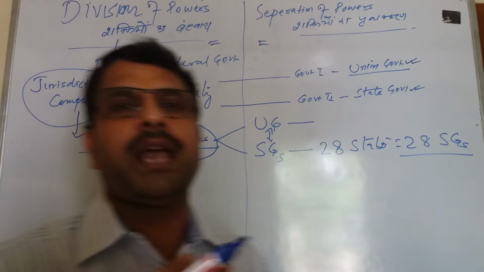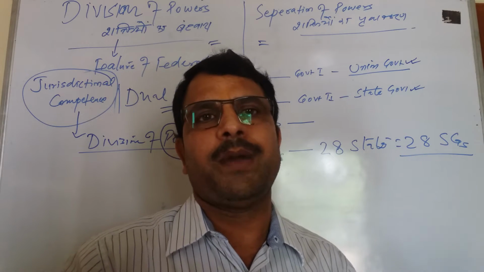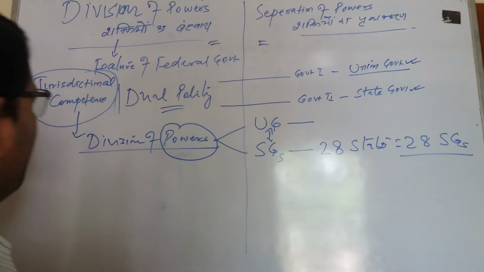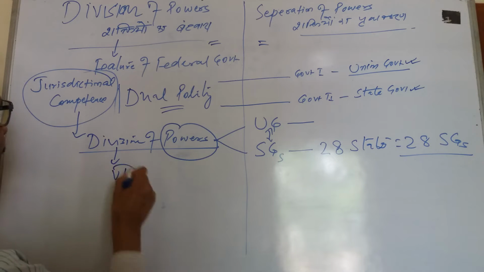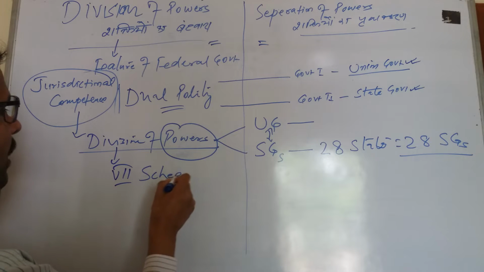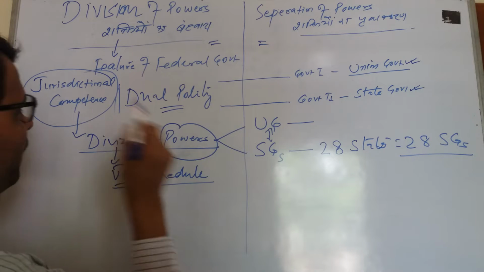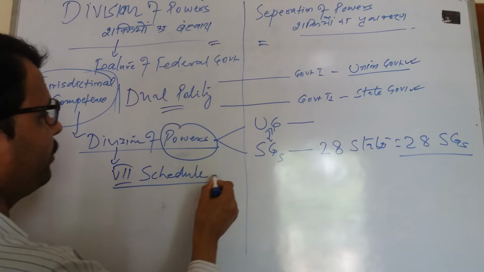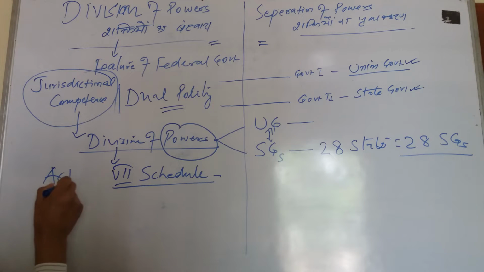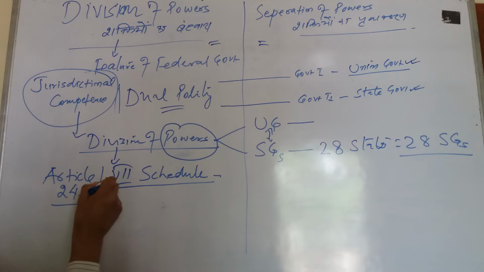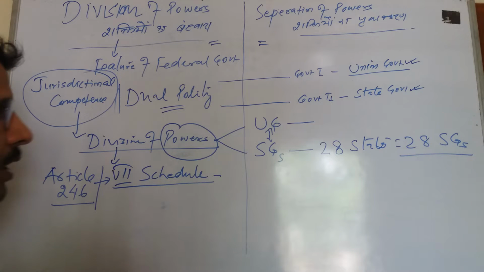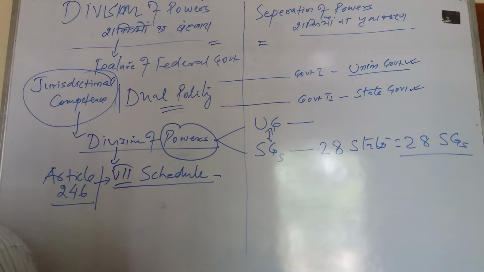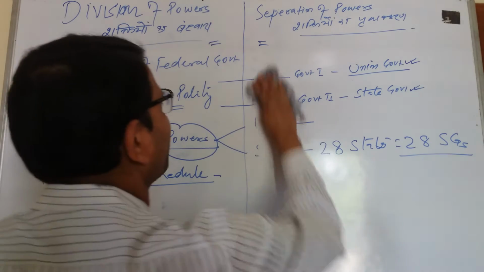Now, how has this division been provided for? Division of power in the Indian Constitution is given in the 7th Schedule. 7वीं अनुसूची में ये division of powers दिया गया है, the 7th Schedule, and that is mentioned in Article 246 of the Indian Constitution. It provides that division of powers shall be given in the 7th Schedule. Now how the 7th Schedule provides for division of powers, that we will discuss now.